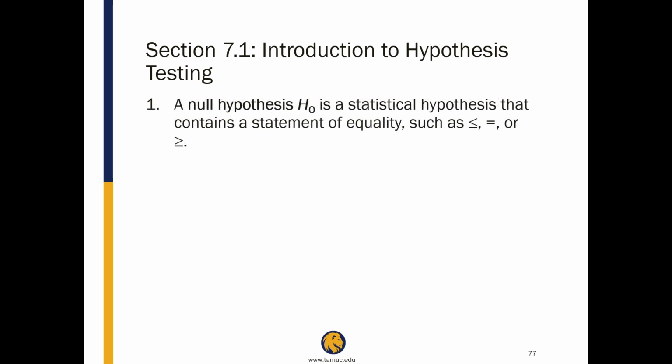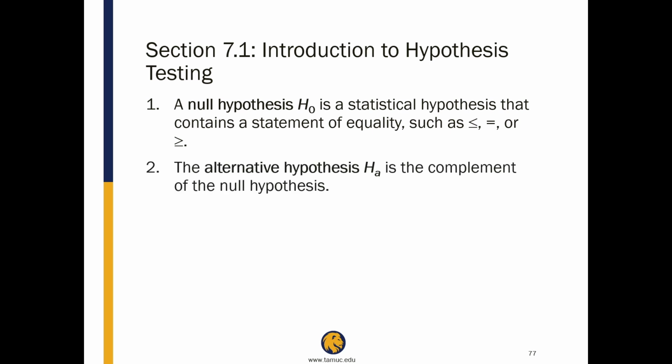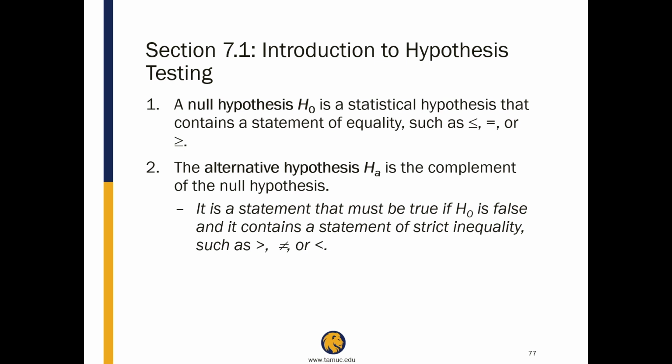In our new notation, we're going to denote the null hypothesis as capital H sub 0. And it's just going to be the statistical hypothesis that contains a statement of equality, such as less than or equal to, or greater than or equal to. The alternative hypothesis, being the complement of the null, will be denoted capital H sub A. It's a statement that must be true if H0 is false, and it contains a statement of strict inequality, such as strictly greater than, not equal to, or strictly less than.